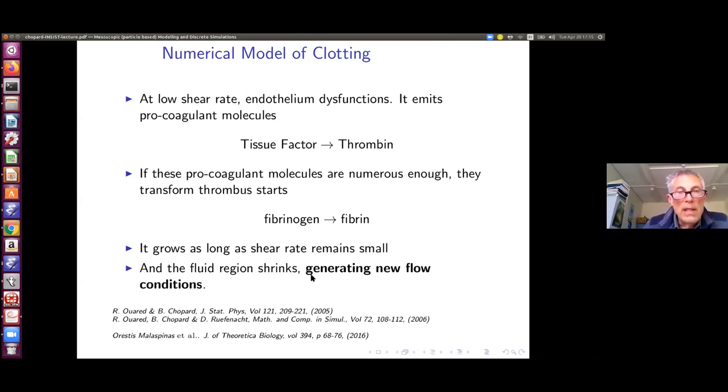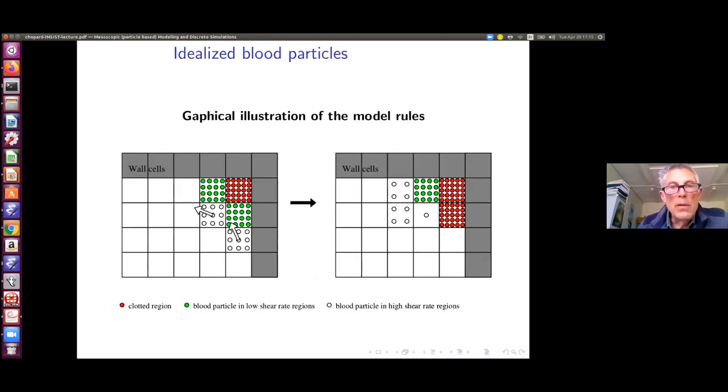But what's interesting is that as the clot builds up, you change the shape of the cavity of the aneurysm, and you change the geometry of your flow. And if the flow changes, then you can change the conditions of this reaction. So basically all this reaction is triggered by the flow pattern. That's the idea. Otherwise the model is very simple. It's very similar to this particle-based approach.